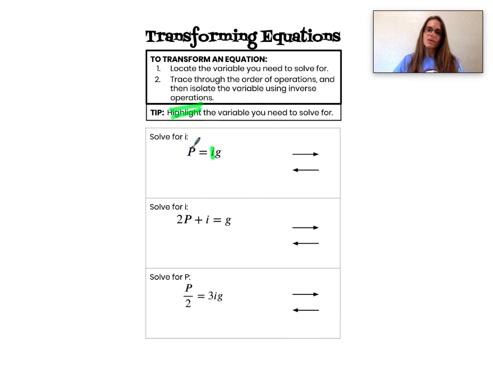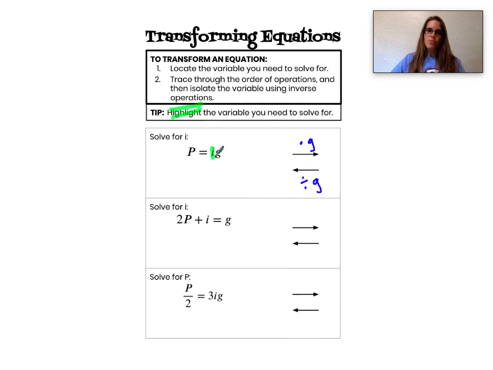In my equation, P equals I times G, I'm thinking about what's happening to I in my equation. Well, only one thing's happening to I. I'm multiplying I by G. So P equals I times G. Therefore, to isolate I, to get I by itself on one side of the equal sign, I just have to undo that one single operation. My one single inverse operation is to divide by G.